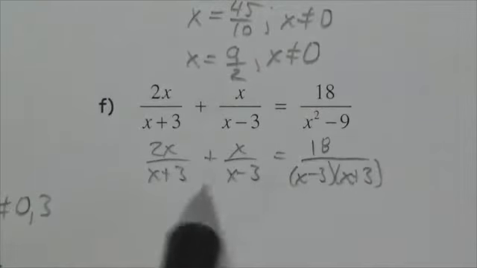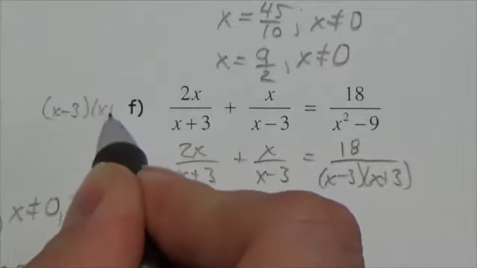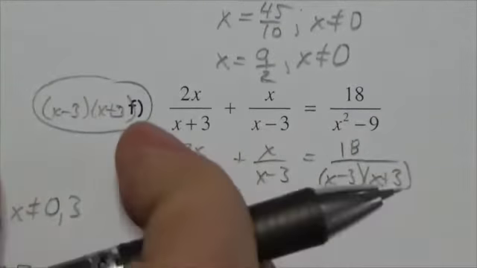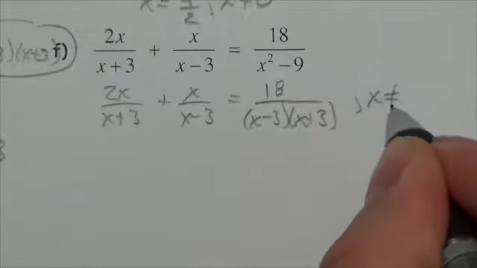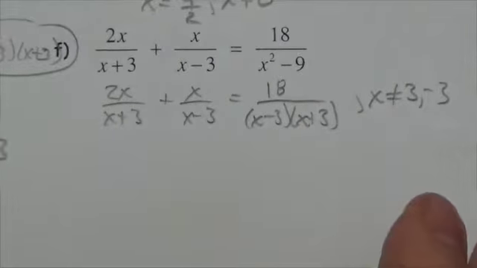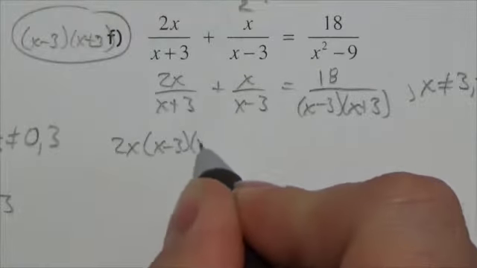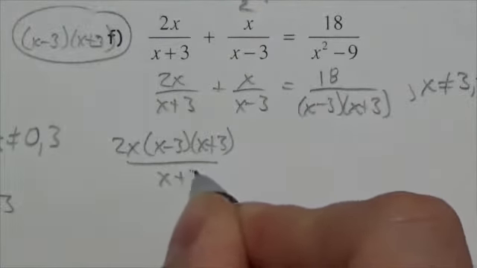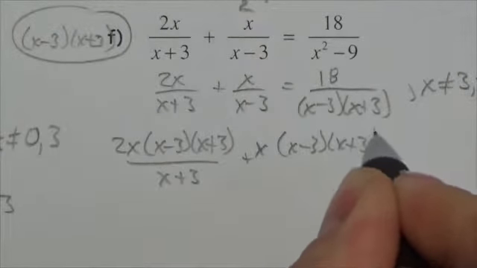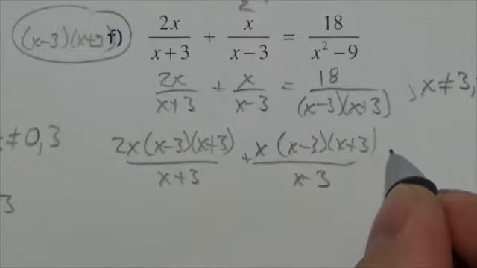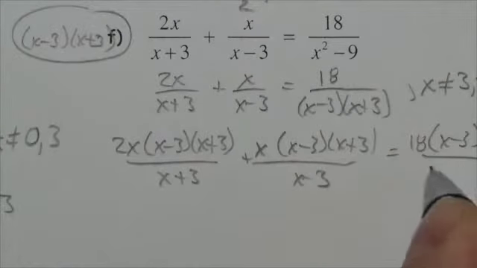So what I'm going to do here is my lowest common denominator is just going to be the product of those two. So I'm just going to multiply x minus 3, x plus 3 here. That is what's going to go in every numerator, with the stipulation, okay, remember now that x cannot equal plus or minus 3. Now I'm going to put that in every numerator. So this will be 2x times x minus 3, x plus 3 over x plus 3, plus x times x minus 3, x plus 3 over x minus 3 is equal to 18 times x minus 3, x plus 3 over x minus 3, x plus 3.